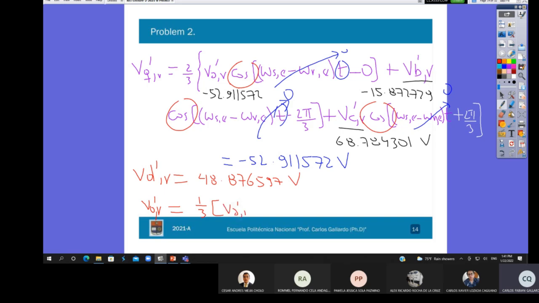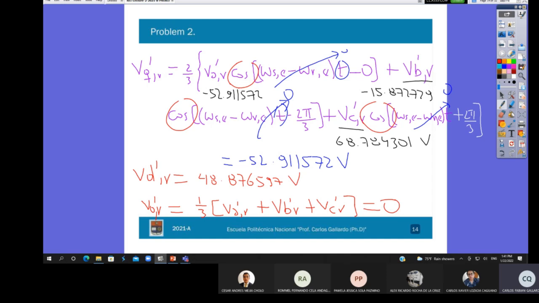This is the voltage A plus the voltage B plus the voltage C, and this is equal to 0, of course. That is the reason I will have, in the DQ0 reference frame, this is the park transformation.